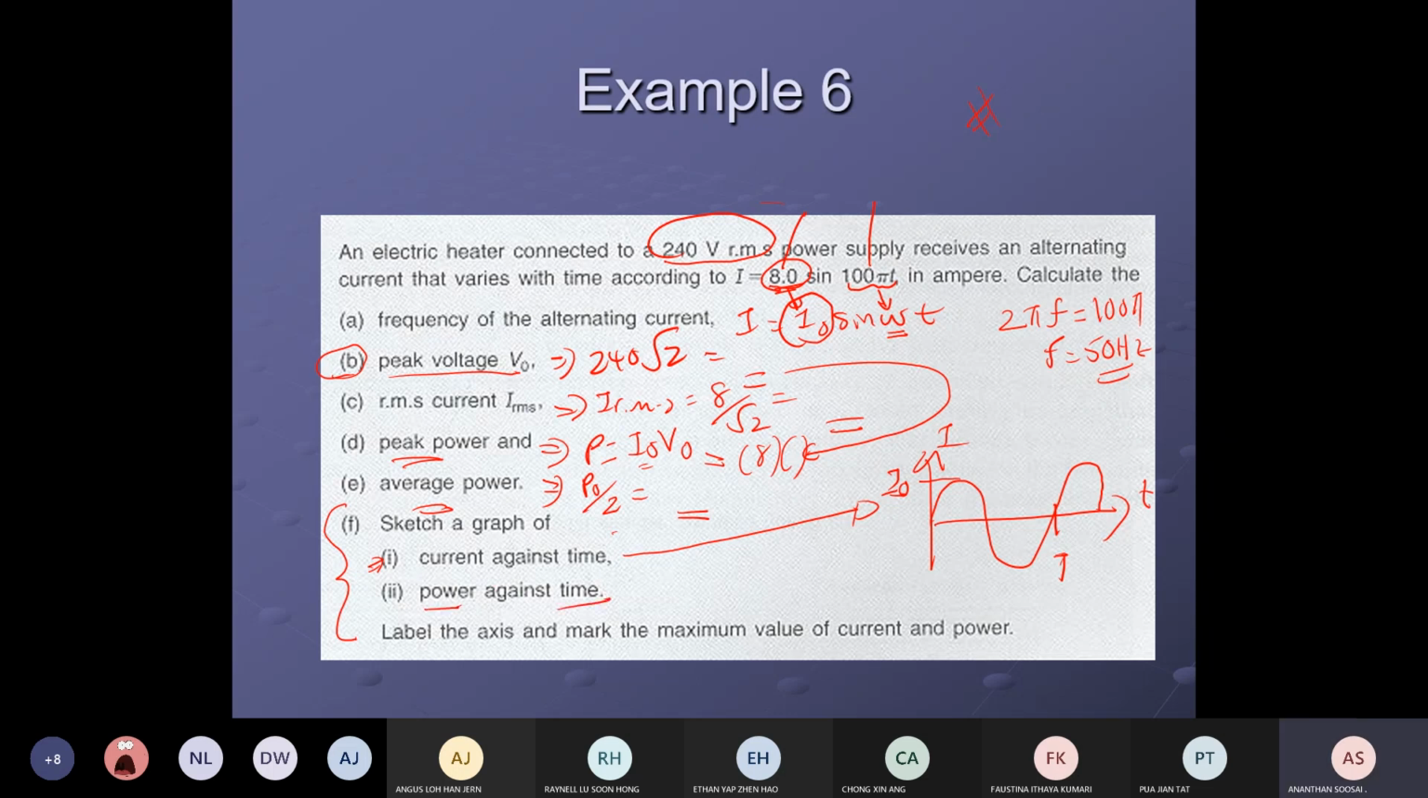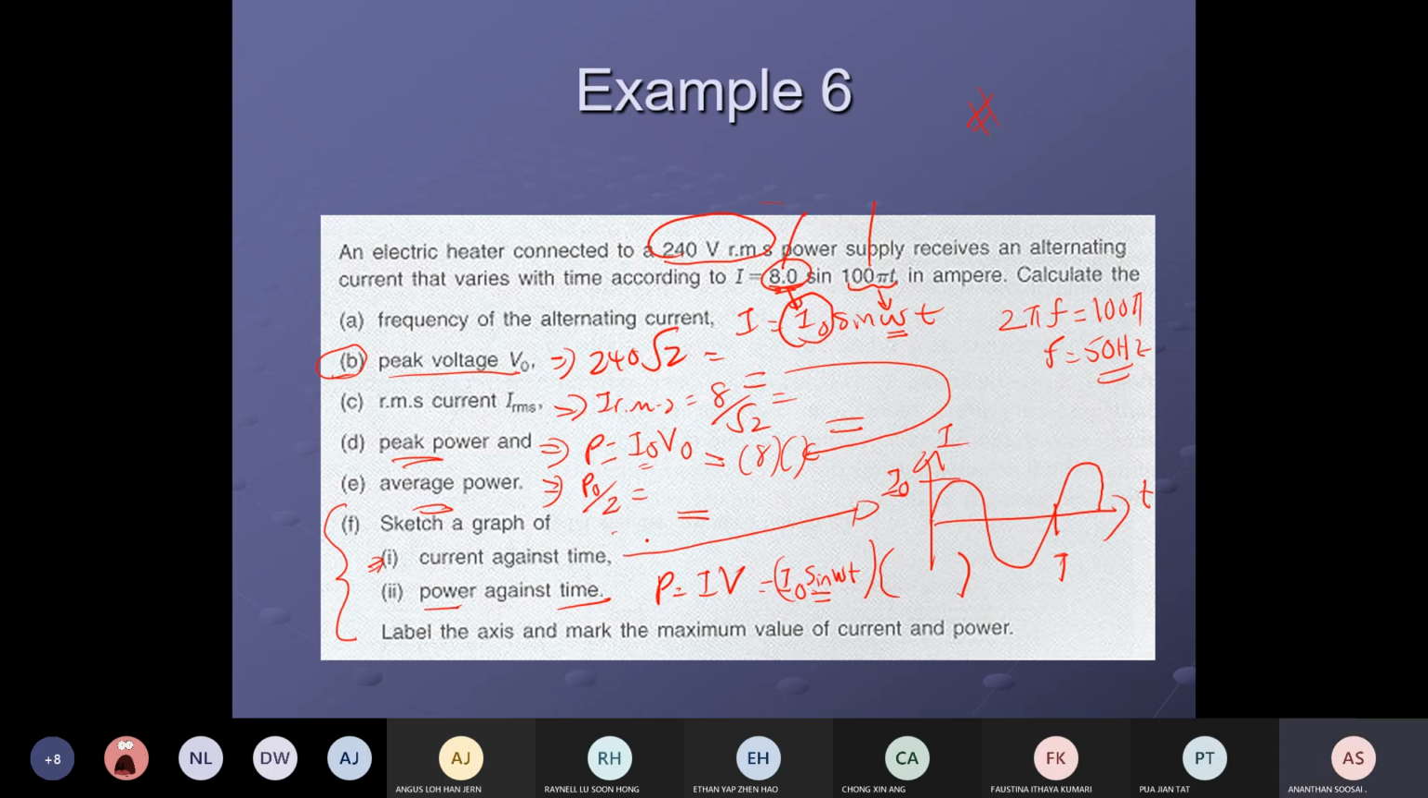How is the power against time graph going to look? What shape? If current is sine, how is the power graph going to look? What is power? What formula? I times V. Right? So I changes in terms of sine: I naught sine omega t. Do you have any idea how the voltage is going to change? Is it going to be sine or cos? How do you know? Does voltage cause current or does current cause voltage? The voltage causes current, right? Current changes in a sine pattern, so that means voltage also must be sine, right?